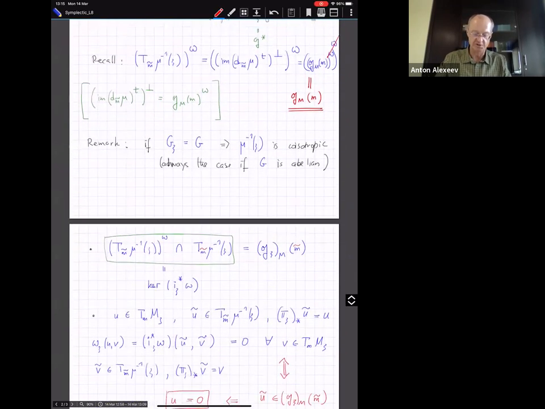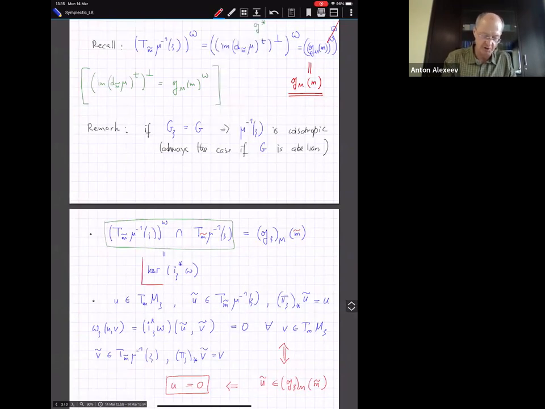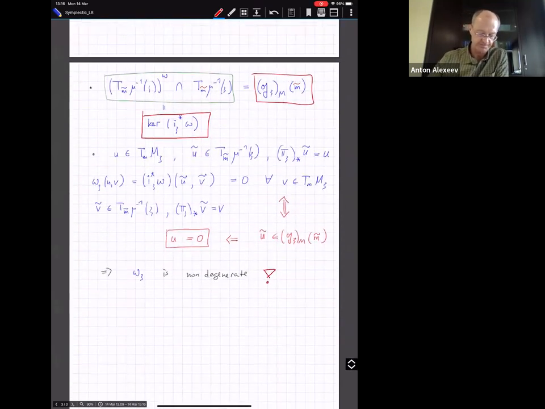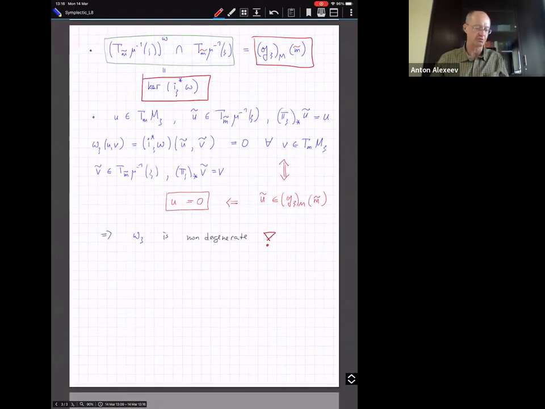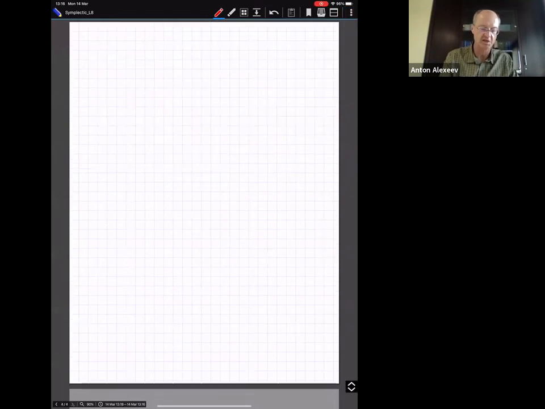And of course, the most important point was that here we were able to compute this kernel, right? So the kernel of the restriction of the two-form to the fiber, and it's directly related to the action of the stabilizer. So that's basically the key point. All right, so now we'll continue and do one example, then a little bit more of theory, and then again an example.